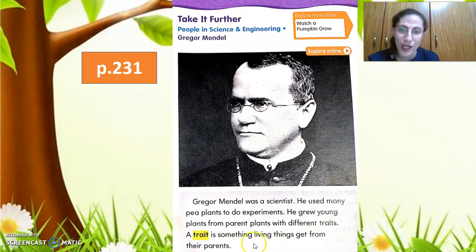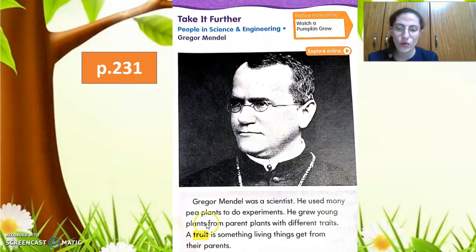What do we mean different traits? Remember guys, as we said, a trait is something that living things get from their parents. For example, you get the color of your eyes, the color of your skin, and the color of your hair from your parents. What else? You get your height, whether you're tall or short, from your parents. So these are things that living things get from their parents. When we say living things, we mean plants, animals and people.